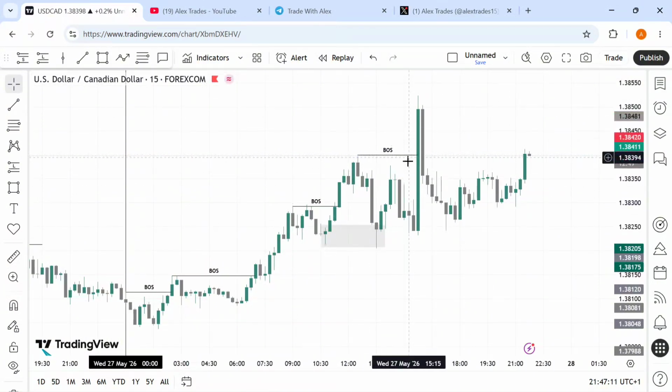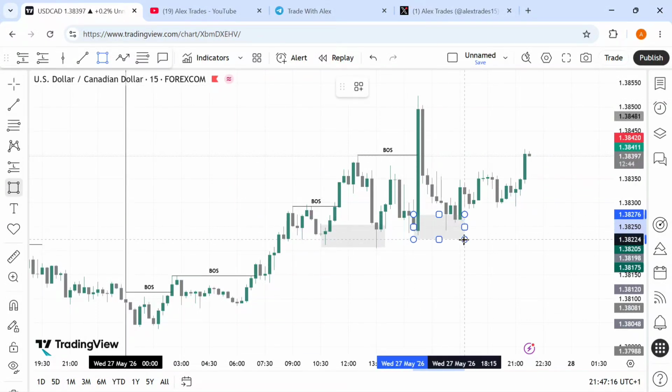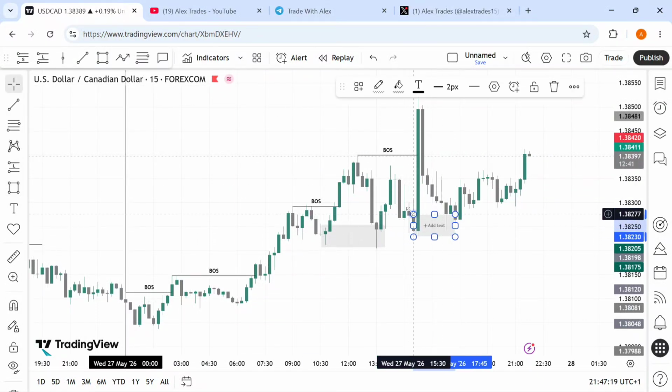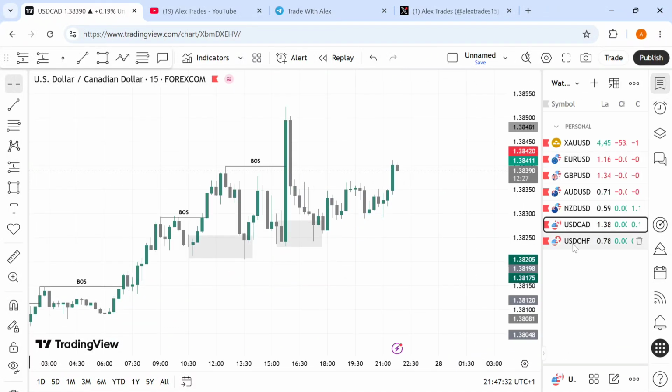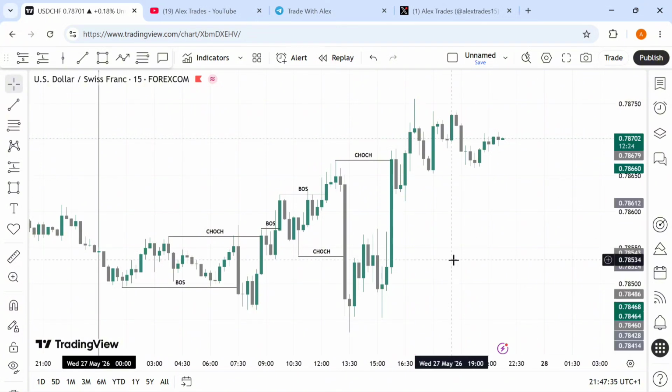Now, this one broke structure here at 3:45, and this is a valid demand zone. You can even move it all the way here to account for the second candle. So that's it. It came into this point and it is currently on an uptrend. So finally on USDCHF, this was what happened.